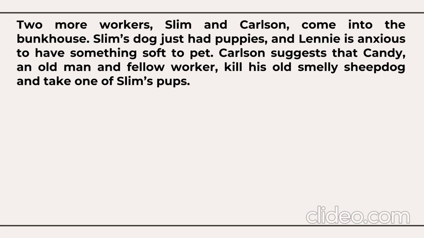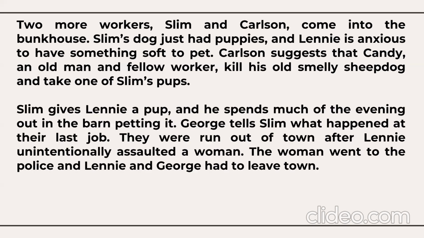Slim's dog just had puppies, and Lenny is anxious to have something soft to pet. Carlson suggests that Candy, an old man and fellow worker, should kill his old, smelly sheepdog and take one of Slim's puppies. Slim gives Lenny a puppy, and he spends much of the evening out in the barn petting it.